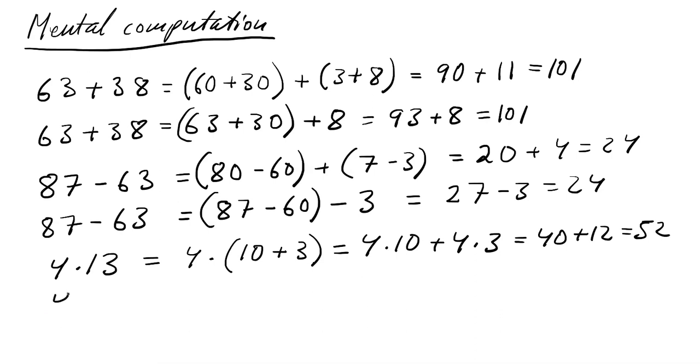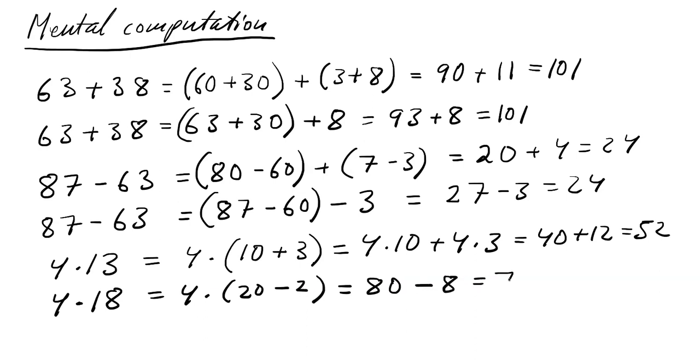Of course, you could just as well, if you like, if you have, for example, 18, then it could perhaps be easier to round up. So you take minus 2 instead here. So you have 4 times 20, that's 80, minus 4 times 2, that's 8. So this is also possible, of course.